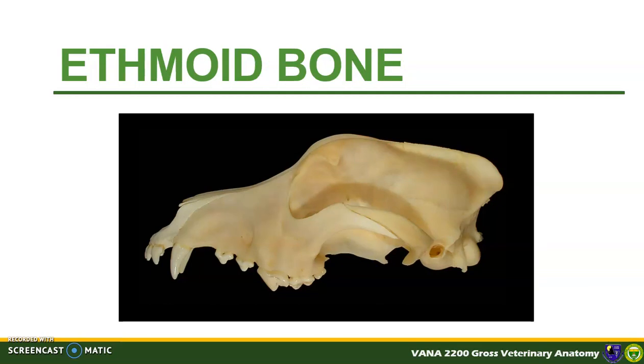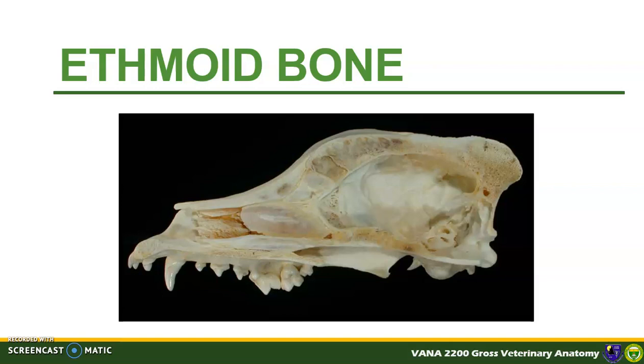Next bone is the ethmoid bone. To visualize the ethmoid bone, a sagittal section of the skull is a must. Here is a lateral view of a longitudinally sectioned skull. And here is the ethmoid bone. This is an unpaired wedge-shaped bone that forms the rostral wall of the cranial cavity.